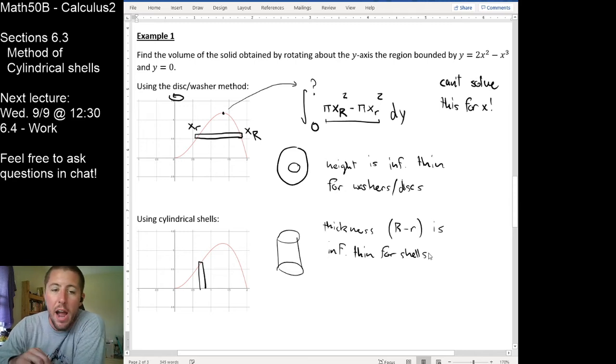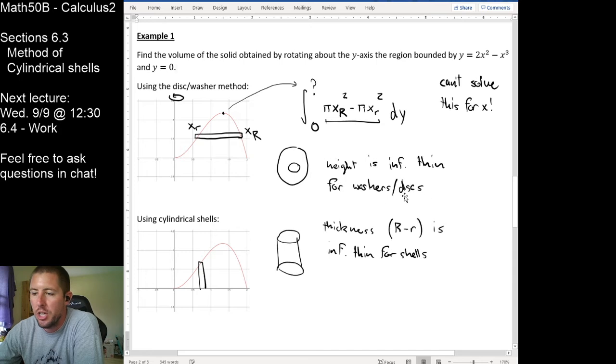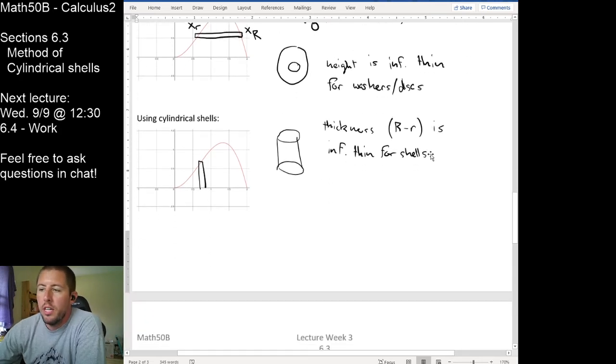So realize that we're actually coming up with just an alternate version of the same object. This is still length times width times height. We're just picking a different dimension to be the infinitely thin dimension when we say that this is a cylindrical shell rather than a washer. So the good news is that this is going to work out pretty nice for us right here.